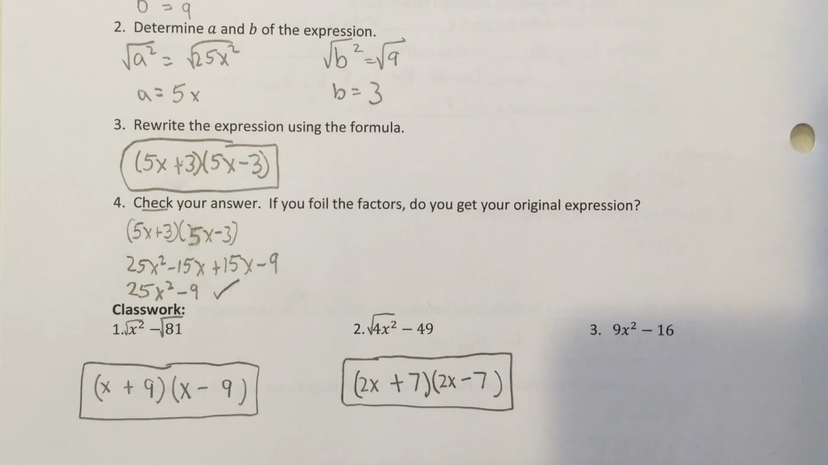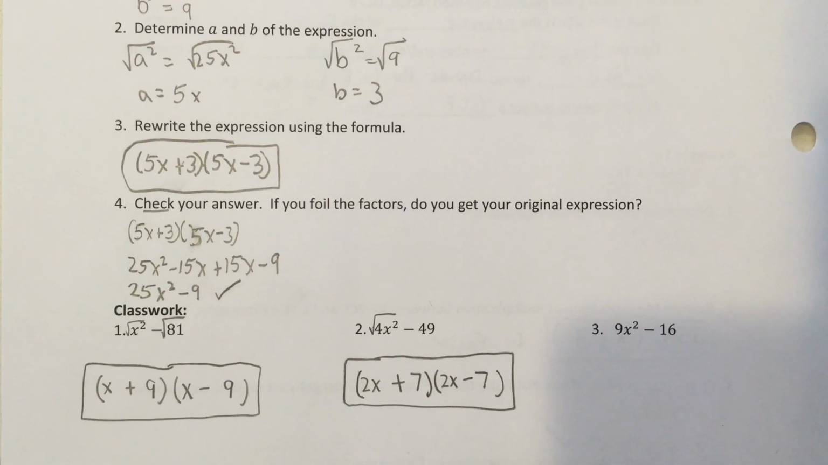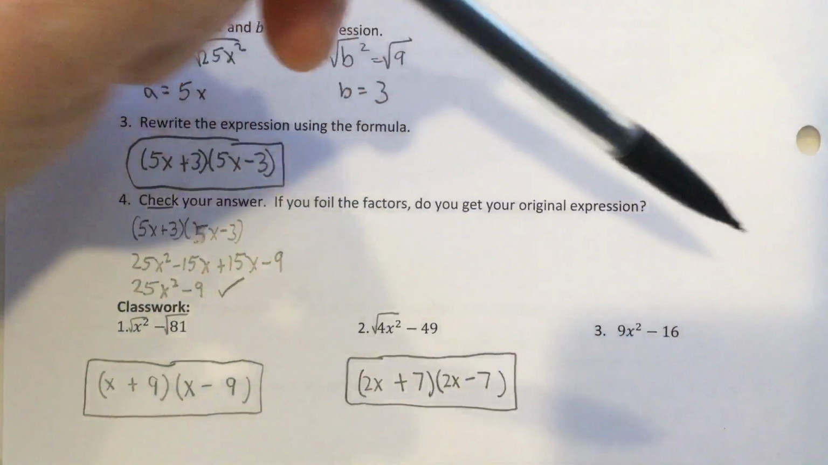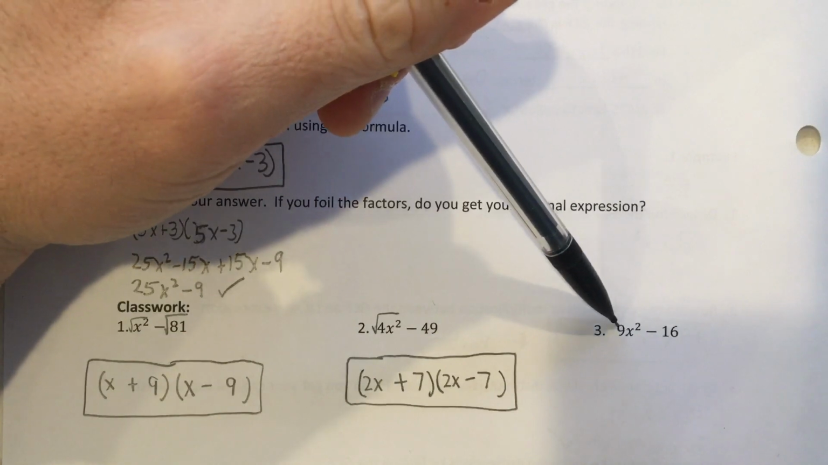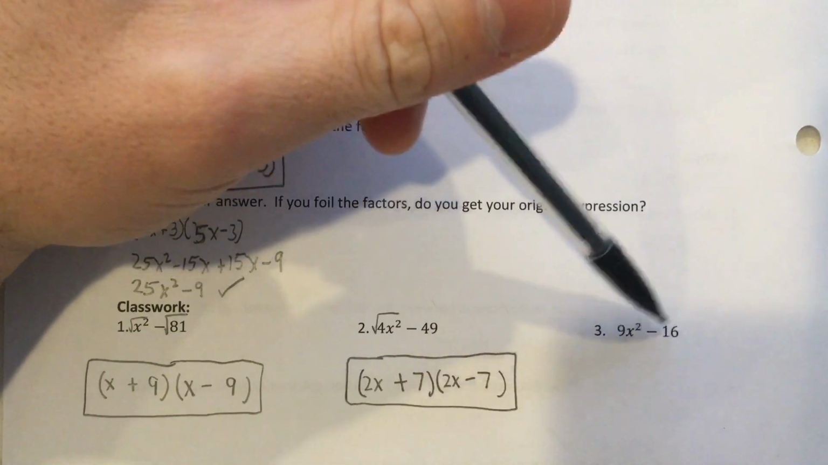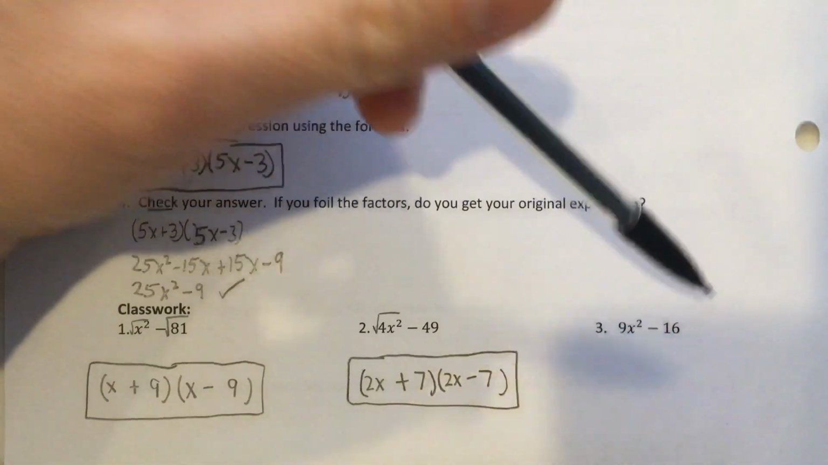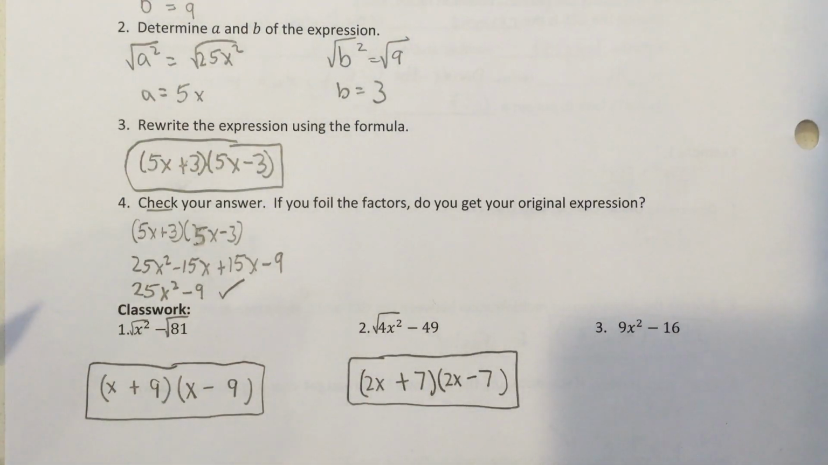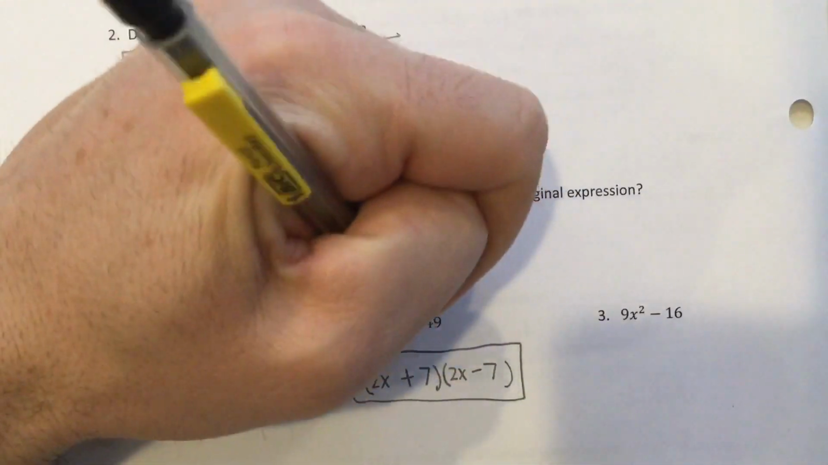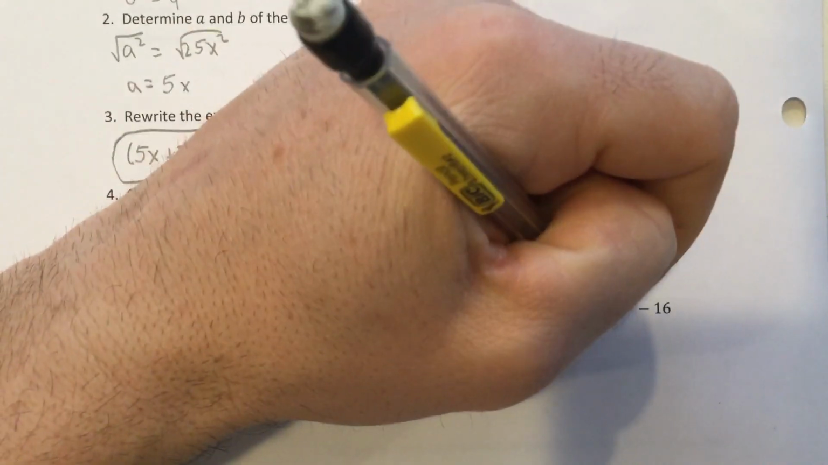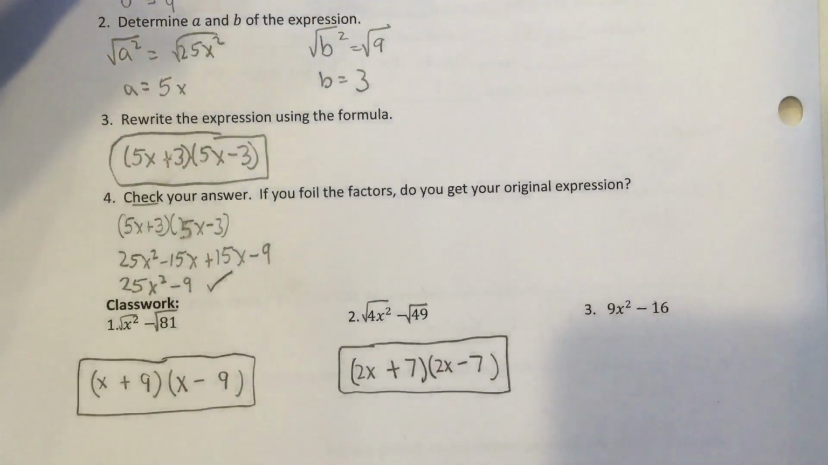If we look at number 3, 9x squared minus 16, look for a GCF. The only thing that goes into 9 is 1 and 9, which 9 does not divide into 16, or 3 and 3. And again, 3 does not go into 16 either. So there's no GCF. And then I notice there's two terms. They are being subtracted, and they are both perfect squares.